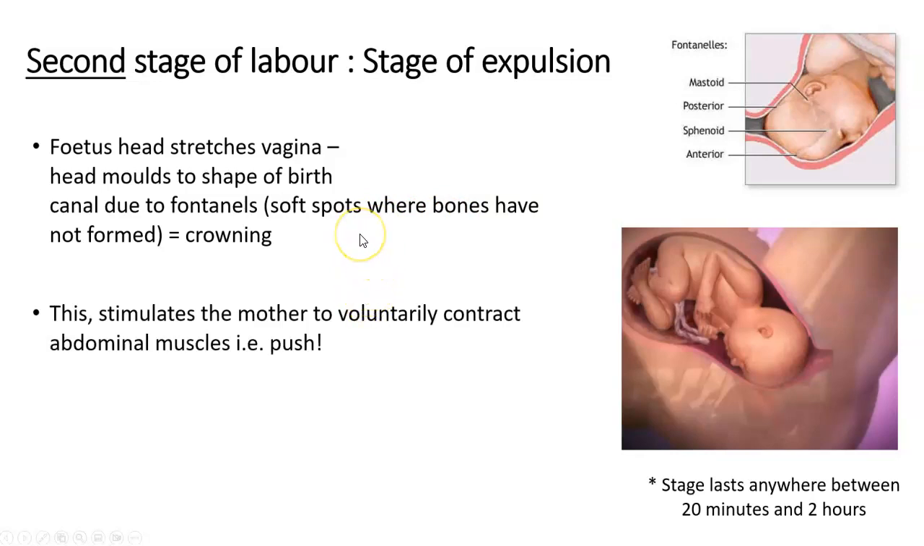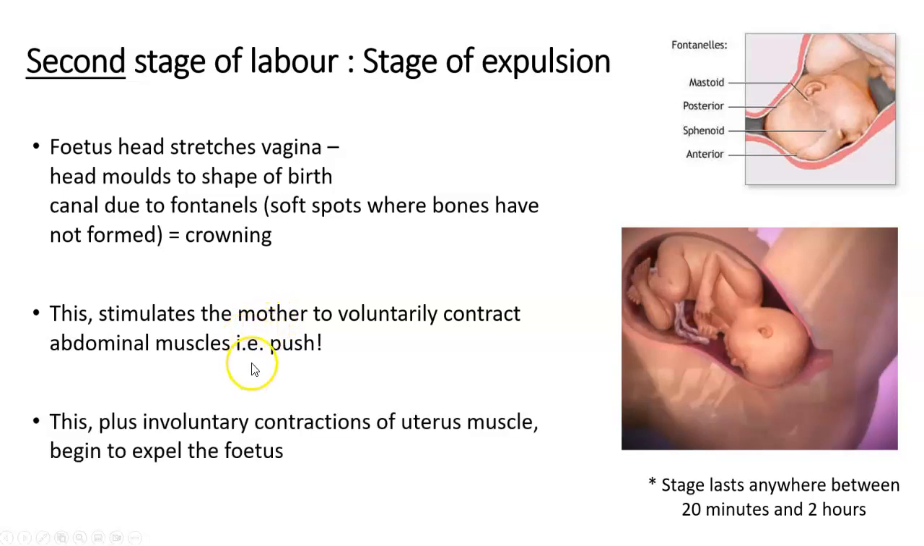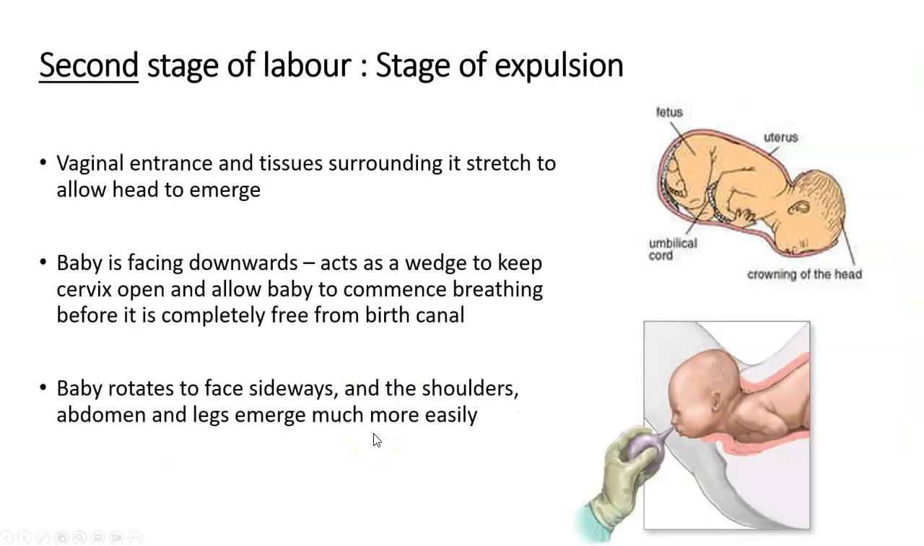Now, this process itself of the fetus crowning will stimulate the mother to voluntarily push and these muscles will contract, forcing the baby further out. Now, along with this voluntary need to contract, there are also involuntary contractions from the uterine muscle. Remember that hormone oxytocin is sending messages to that uterus muscle to contract, and this also helps to force the fetus out.